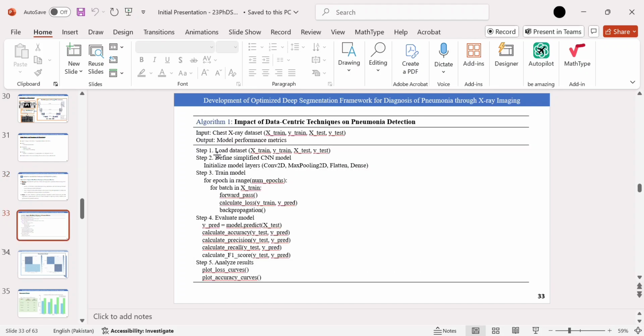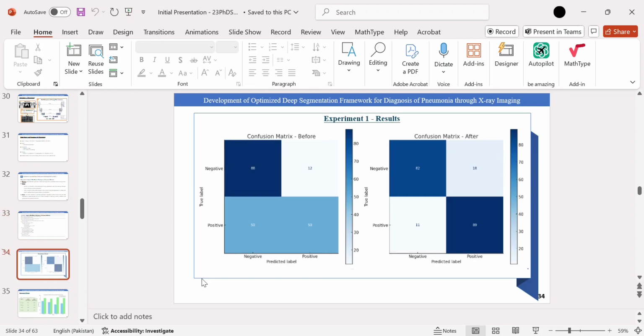This is the algorithm for this experiment, and this is the confusion matrix of the classification results of this experiment, showing the true negatives, true positives, false positives and false negatives. Here you can see the change: the false negatives were 50 before, and after they are reduced to 11. This significant reduction is very critical in healthcare.